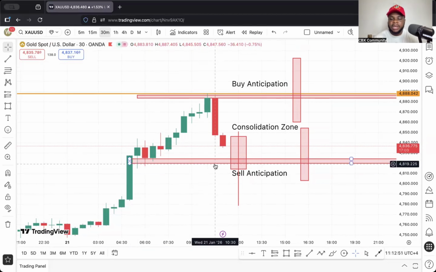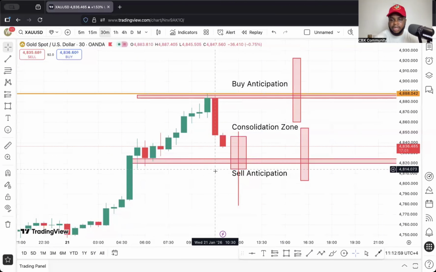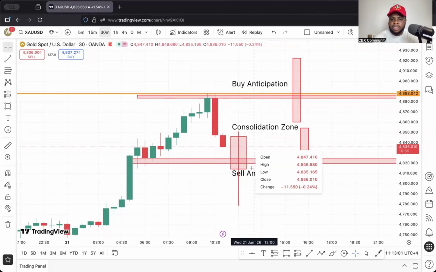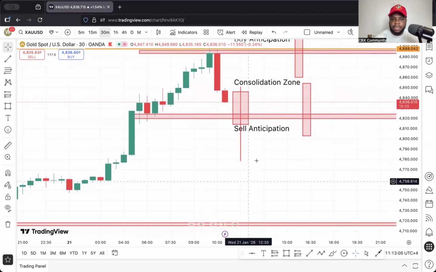Then the moment the body of that candle breaks the low of this candle, if this candle should choose to close below our support zone over here, then we can decide to take a position, anticipating the candle to keep coming down to this support zone over here.